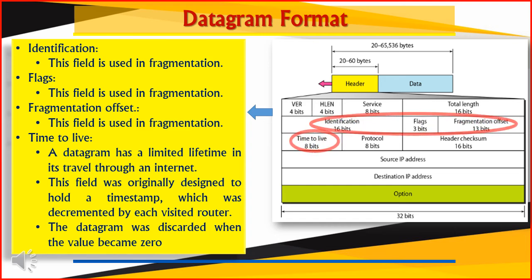Now, time to live is the next block, where a datagram has a limited lifetime in its travel through an internet. This field was originally designed to hold a timestamp, which was decremented by each visited router. The datagram was discarded when the value became 0.